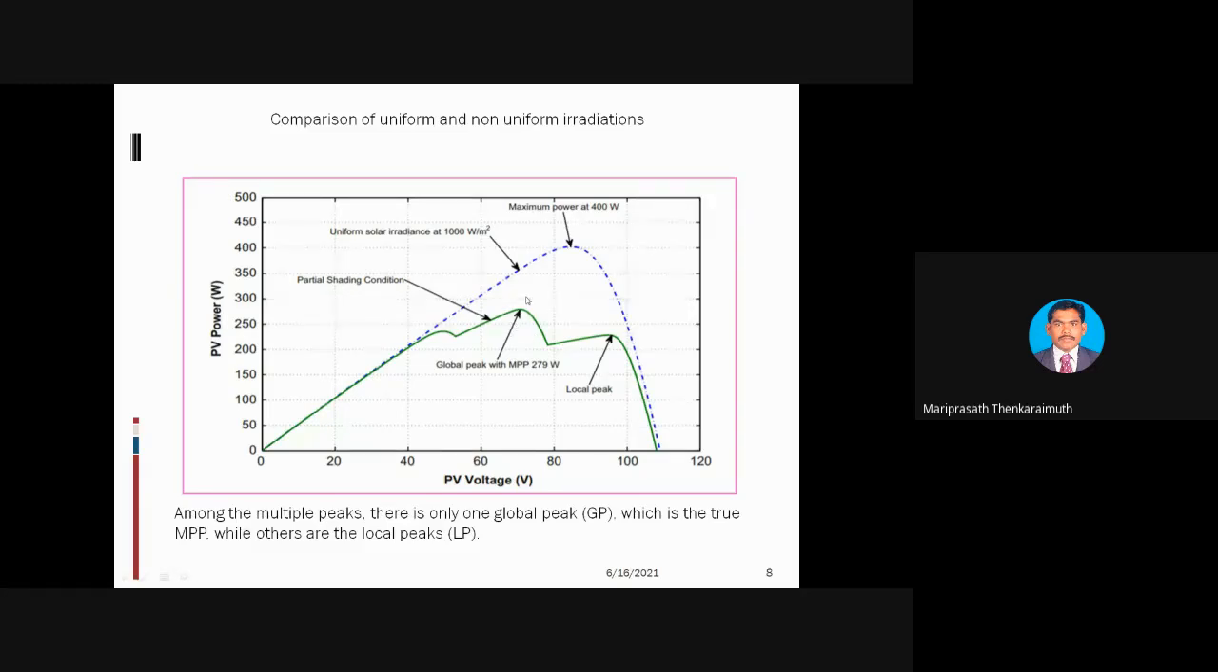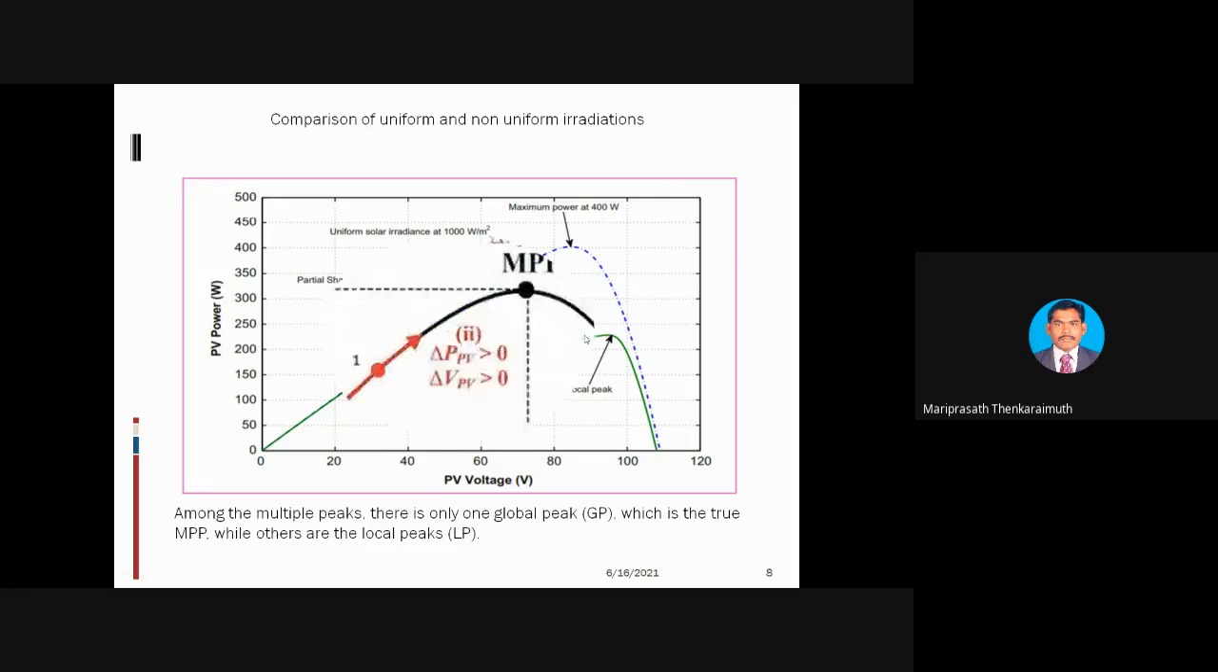So the role of MPPT is to keep the solar panel working at the maximum peak, wherever it is available. Otherwise, it is not able to achieve high efficiency. This is the role of MPPT. So the blue line represents the uniform solar irradiation condition, and the green line represents the partial shading condition. Multiple peaks occur due to the incorporation of the bypass diode.